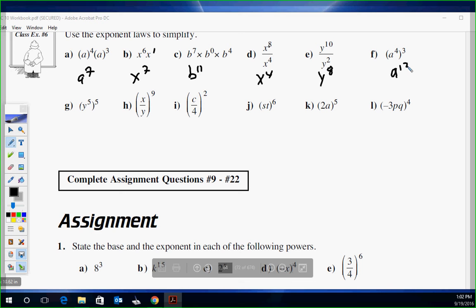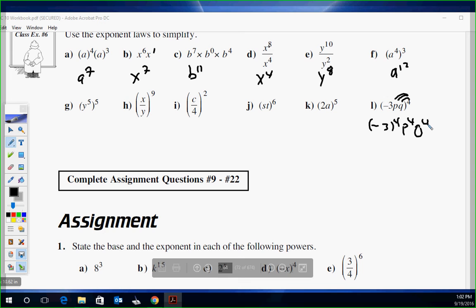Minus 3pq4. Okay, so this is good. You have to hit everything with it. So everything has to have a 4 on it. So it has to be negative 3 to the 4th, p to the 4th, q to the 4th. Everything gets hit with it. That's why they're in brackets. That's what I'm talking about. We need to see that. Then you simplify it. Now you simplify it.